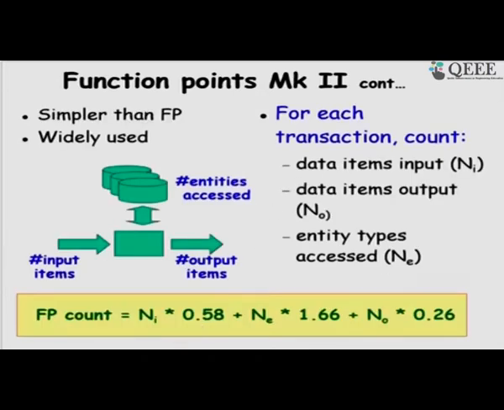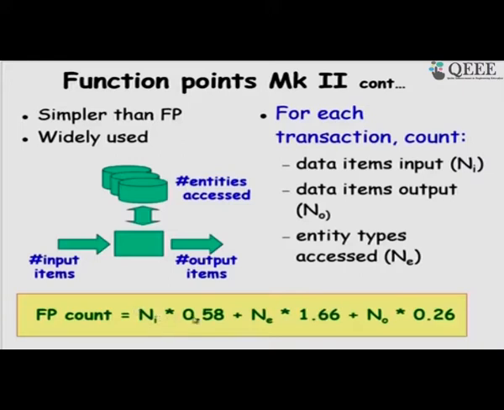So, here there are only 3 parameters: the number of data input, the number of data output, and the number of entity types that are accessed here. Data may be modified or retrieved from here, and each of that is considered as accessed. Data input and output is very similar to what we considered for Albrecht, where a set of related data is computed as 1.